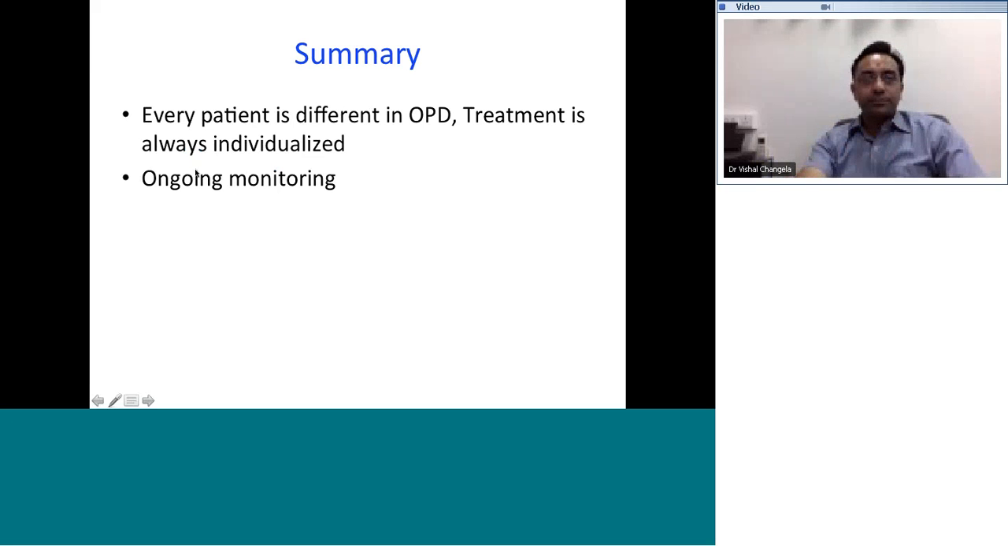So in summary, every patient is different in OPD, and treatment must always be individualized, depending on the child, clinical scenario, hemodynamics and the lesion. And ongoing monitoring is a must in these children, especially renal function, kidney.